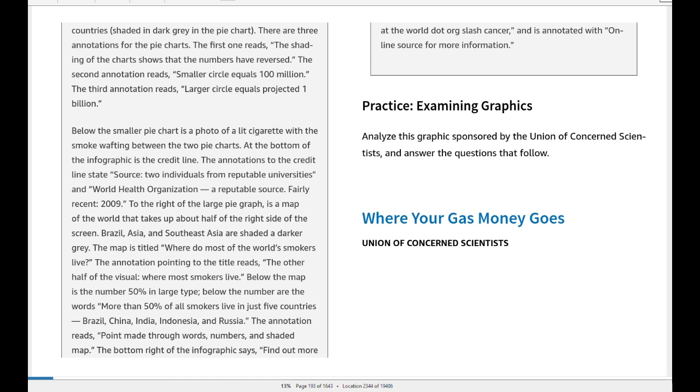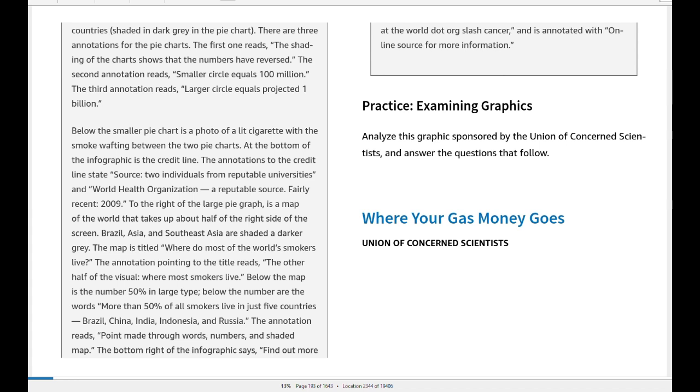There are 3 annotations for the pie charts. The first one reads, The shading of the charts shows that the numbers have reversed. The second annotation reads, Smaller circle equals 100 million. The third annotation reads, Larger circle equals projected 1 billion. Below the smaller pie chart is a photo of a lit cigarette with the smoke wafting between the 2 pie charts.